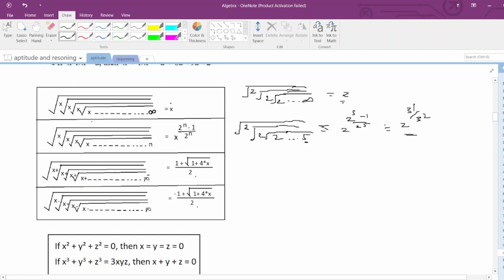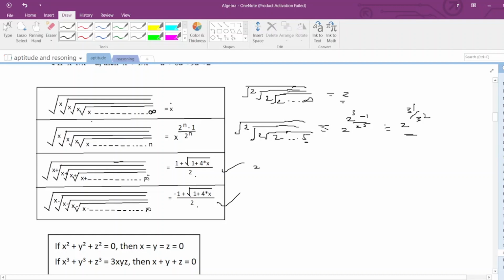If they give some finite number of terms instead of infinite, you have to use this formula. These two are in multiplication, right? The first one and second one. But if you look at the third one and fourth one, they are in plus and minus.